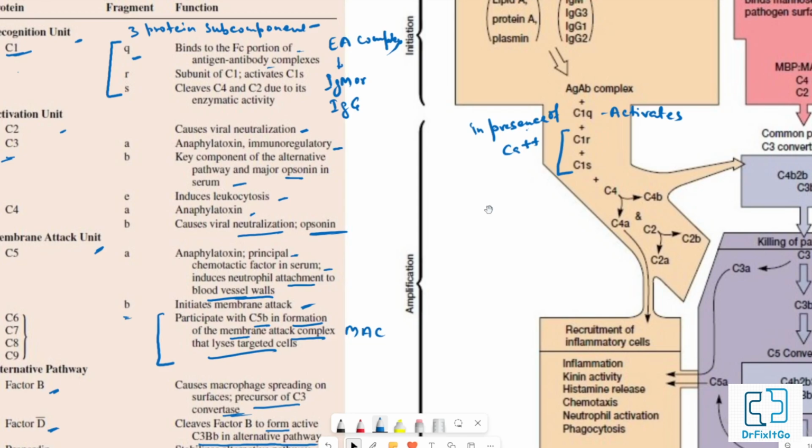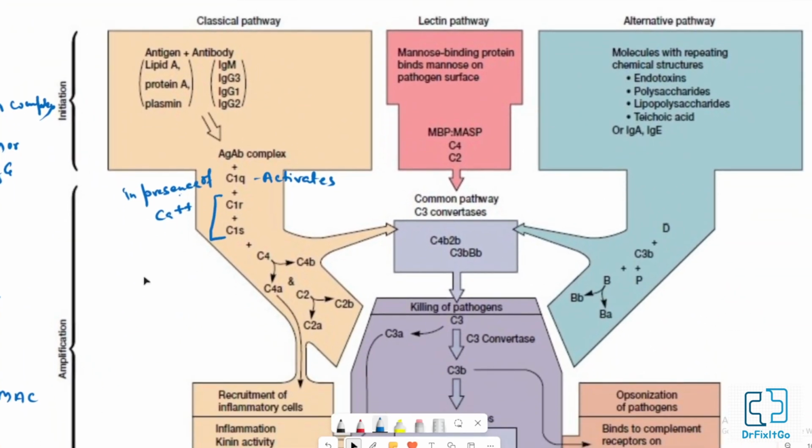Now go with the classical pathway of the complement system. Activation of the classical complement pathway requires initiation by the interaction of antibody with an antigen that is usually cell bound. The order of effectiveness in activating complement is IgM greater than IgG3 greater than IgG1 greater than IgG2.